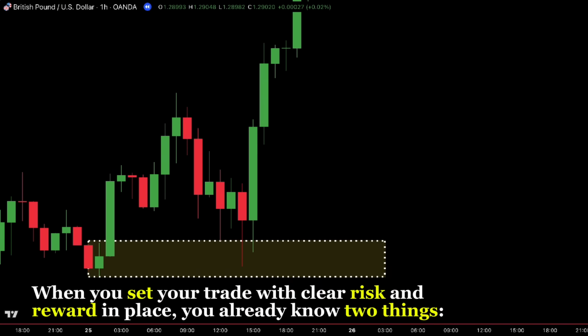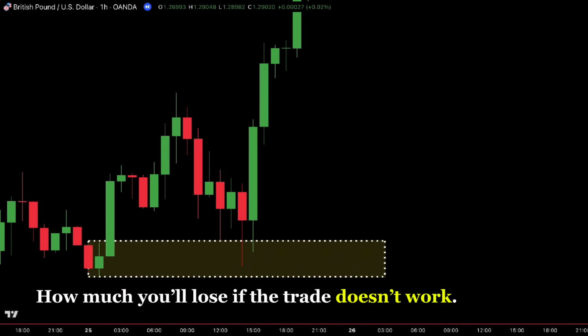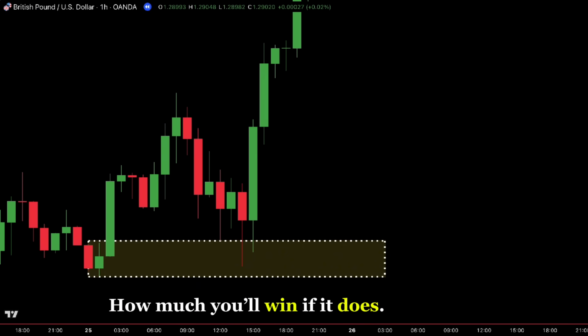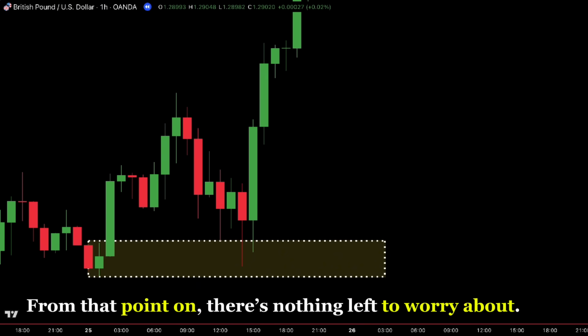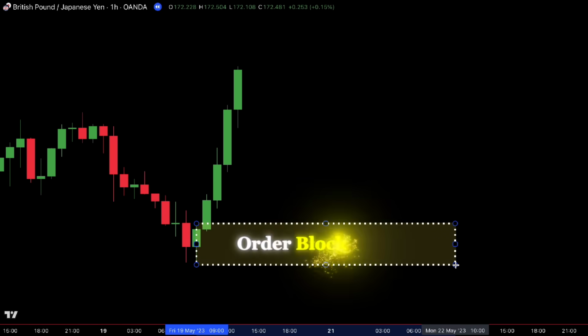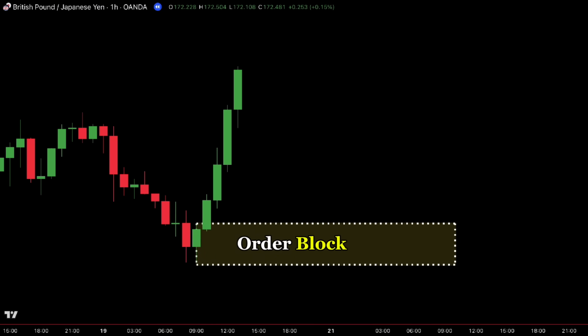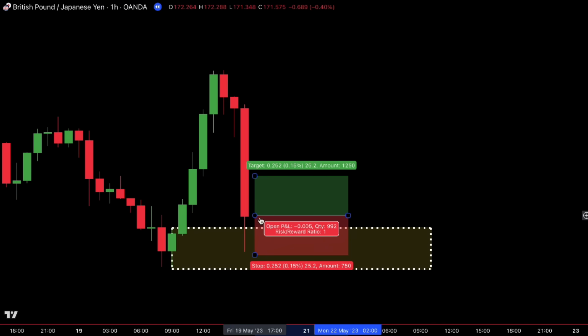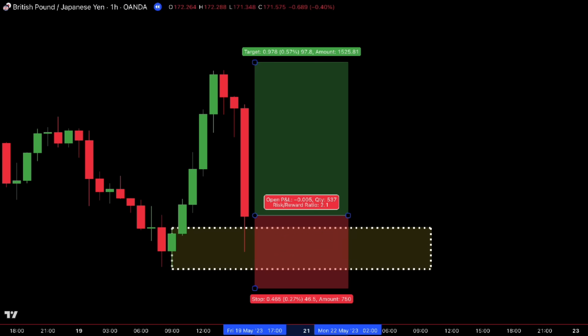When you set your trade with clear risk and reward in place, you already know two things: how much you'll lose if the trade doesn't work, and how much you'll win if it does. From that point on, there's nothing left to worry about. Let me give you a quick example. Suppose you're trading on the hourly chart and you've identified a high-quality order block. Everything checks out: the structure, the alignment, the confirmation. So you set your entry, your stop loss, and your target.